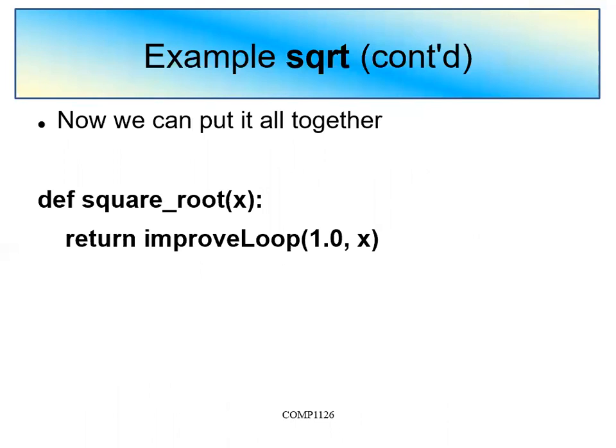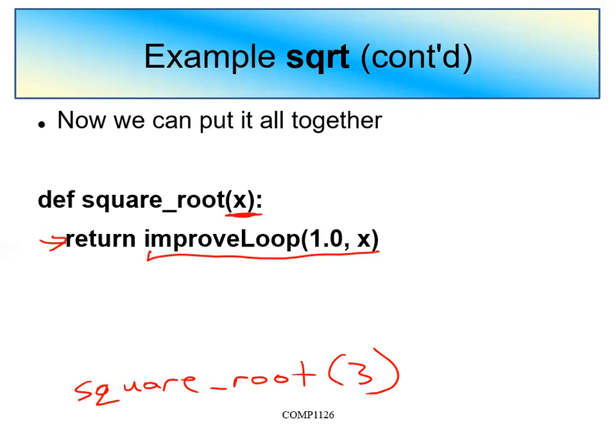So to them, all they see is that they just need to call square root with the value that they're looking for, the value that they want to find the square root of. Internally, so inside of the function, what we're doing is to say, run the improve loop. We know that that will do it for us. But we're going to make it start out with 1 every time. That is going to be the initial guess every time.